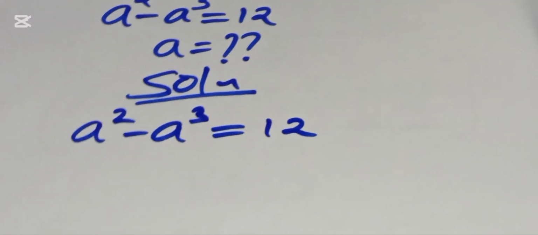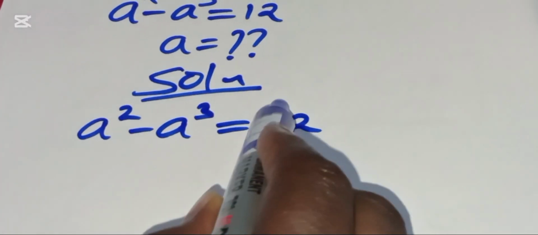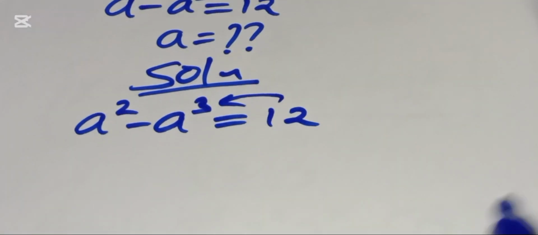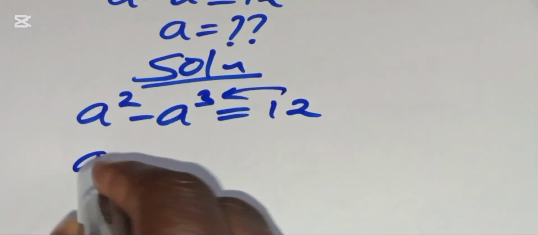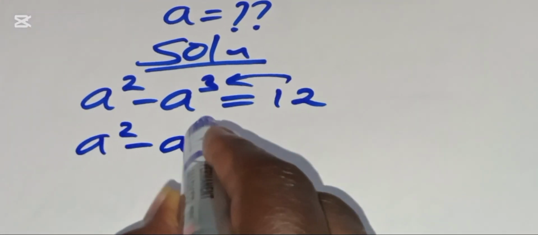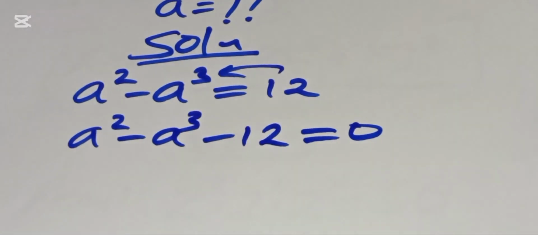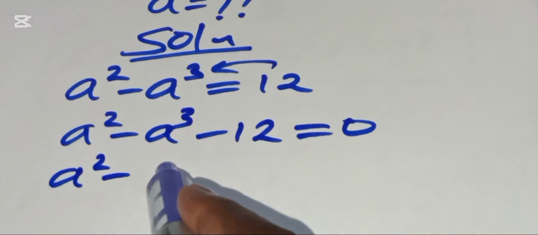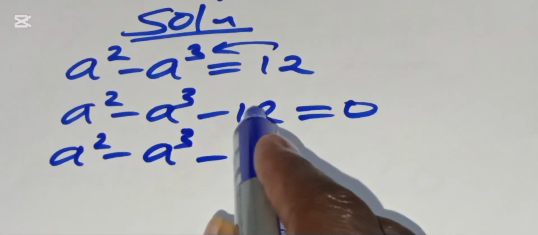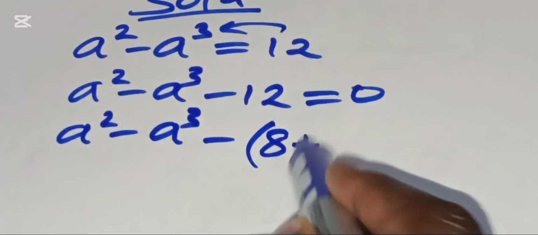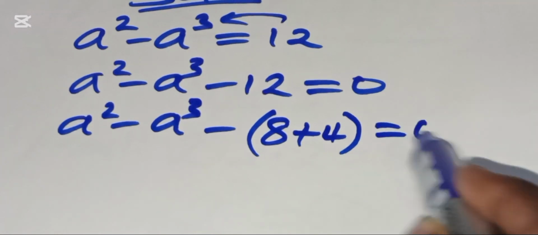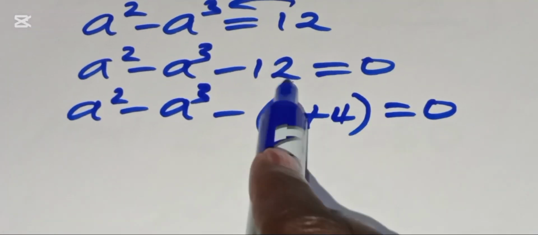Okay. Now from what we have here, we can take this 12 to the left hand side. We'll have a squared subtract a cubed subtract 12 equal to 0. Now again, we can express 12 as 8 plus 4. It's the same thing as 12.